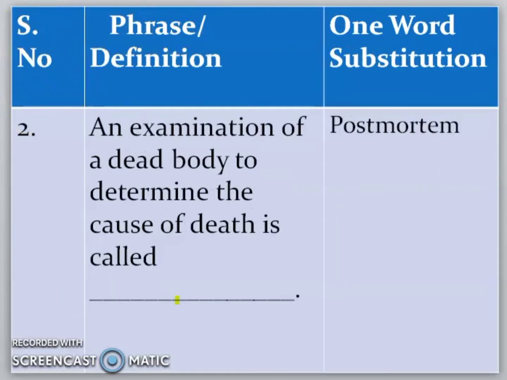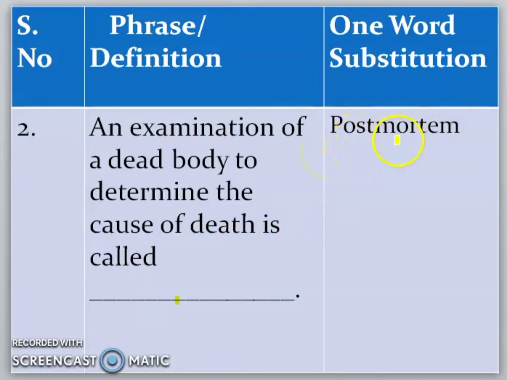Alright, the next definition we are going to substitute is an examination of a dead body to determine the cause of death is called dash. So examining or trying to find out the cause of death is called post-mortem, right? In post-mortem, what happens? A dead body is examined in order to find out the cause of death. So it's called post-mortem.